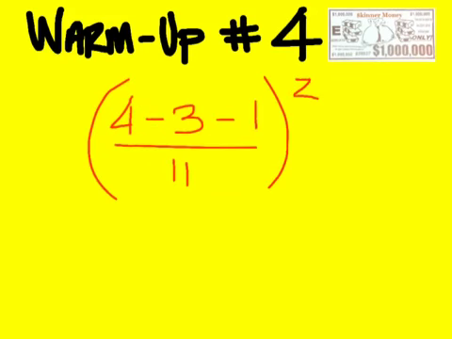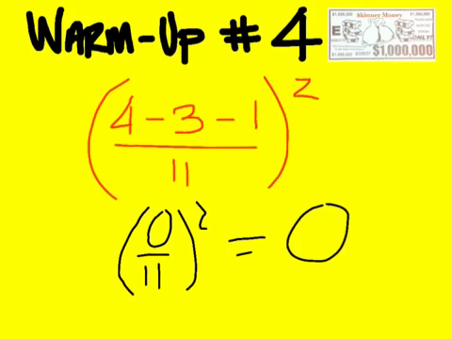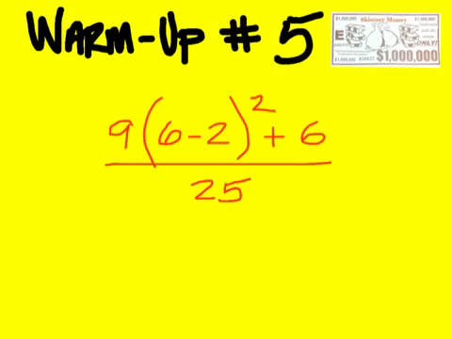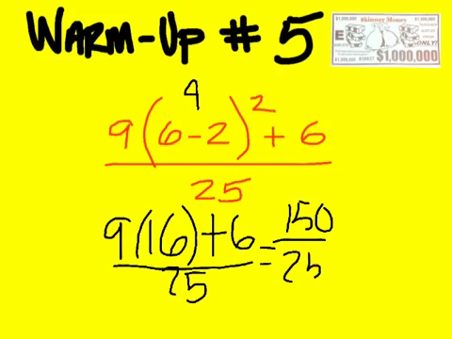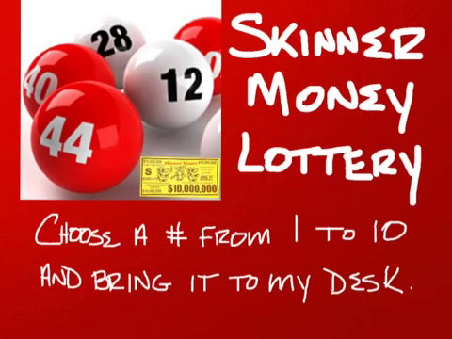We're on problem number 4. We're on problem number 5. Okay, so for this one we have 6 minus 2 is 4, and 4 squared is 16. So we have 9 times 16 plus 6 over 25. 9 times 16 is 144, plus 6 is 150. And 150 divided by 25 is 6. Okay, so good job.